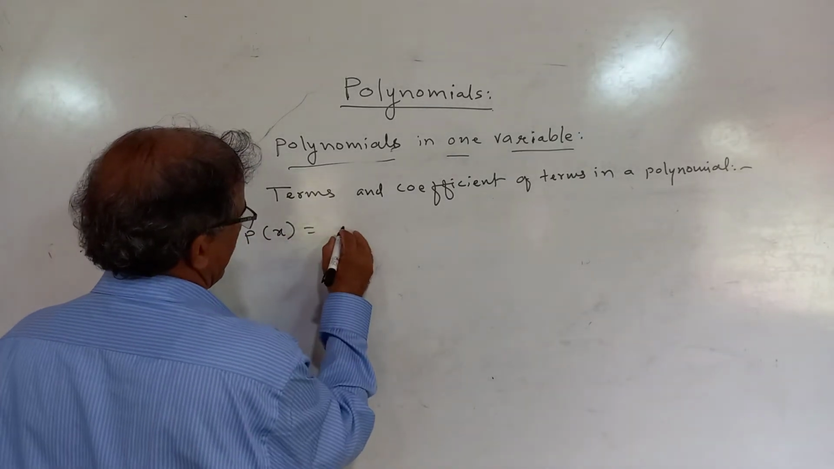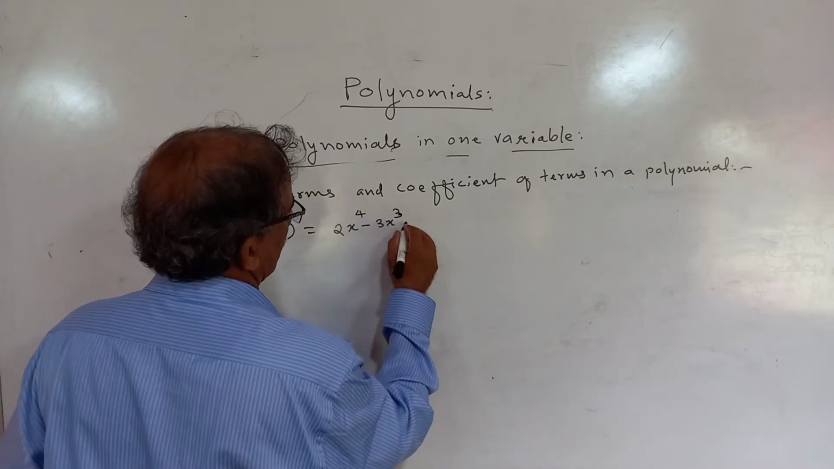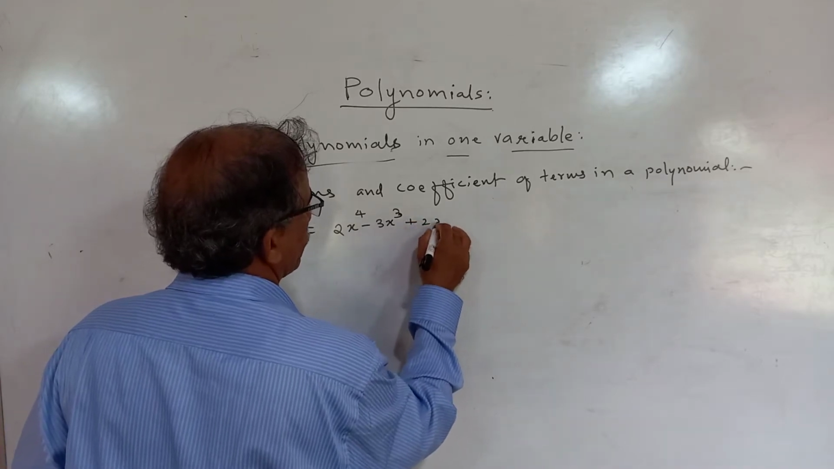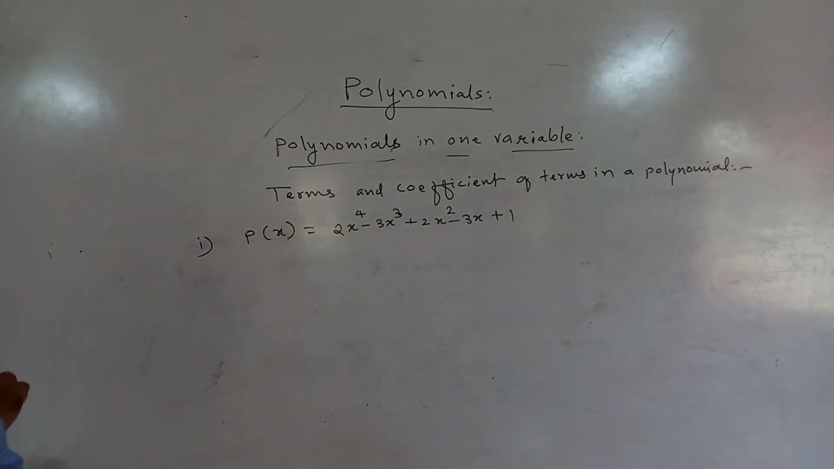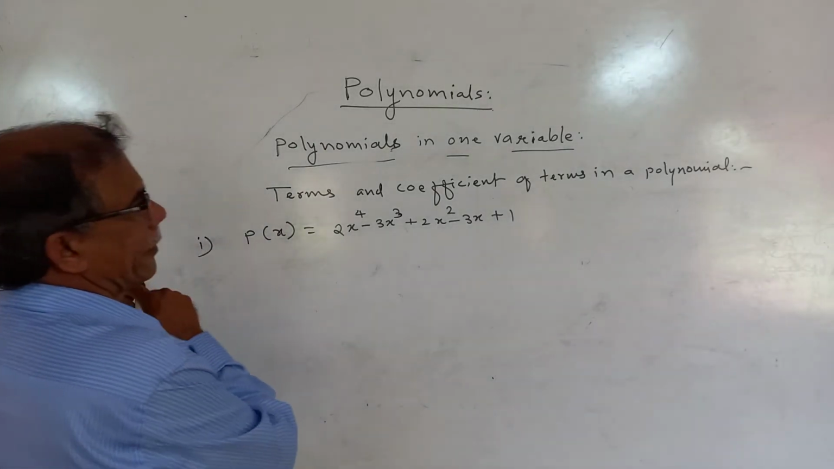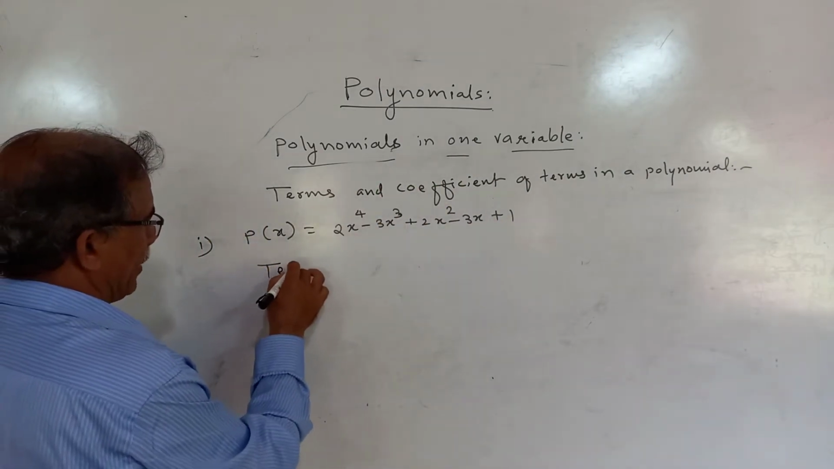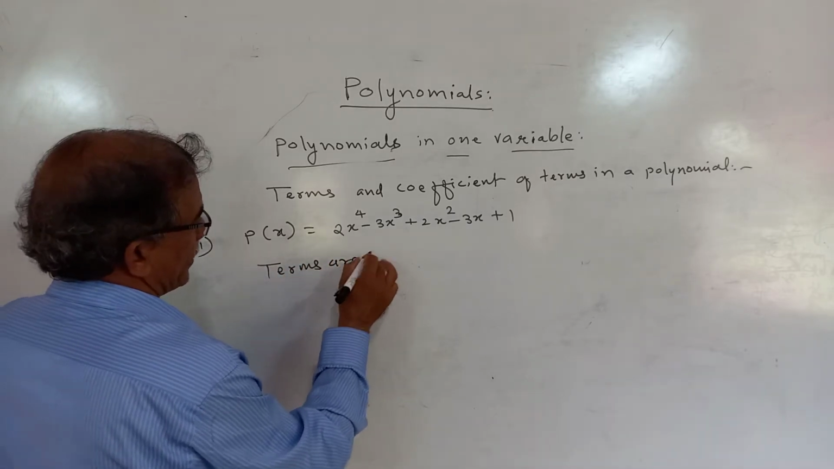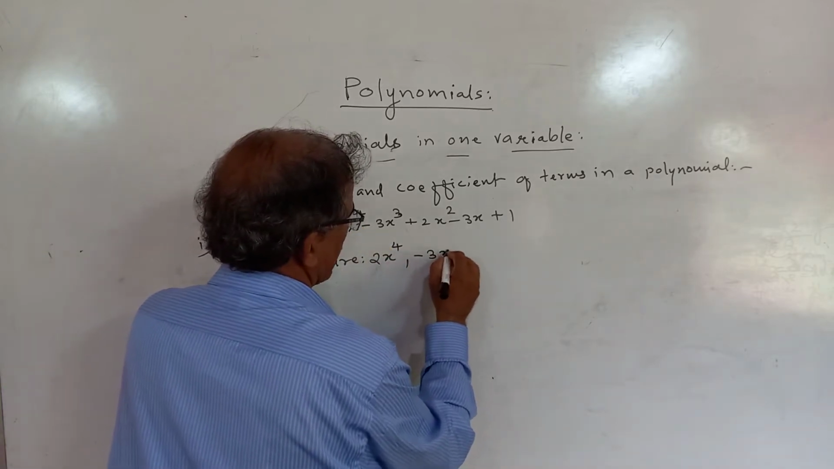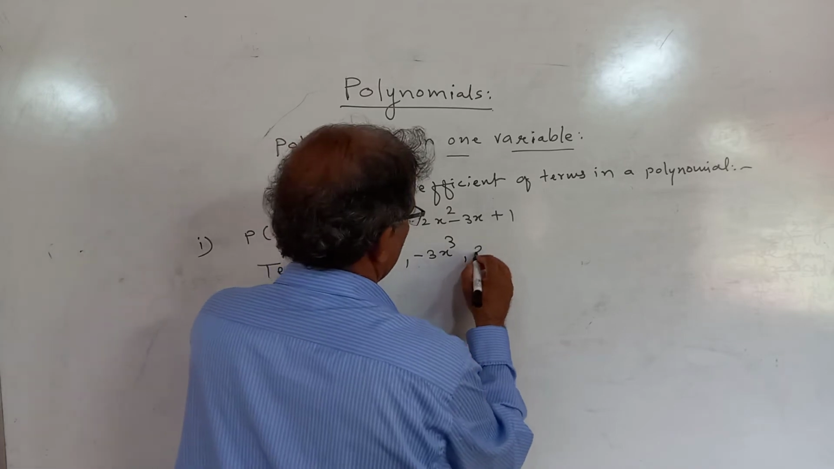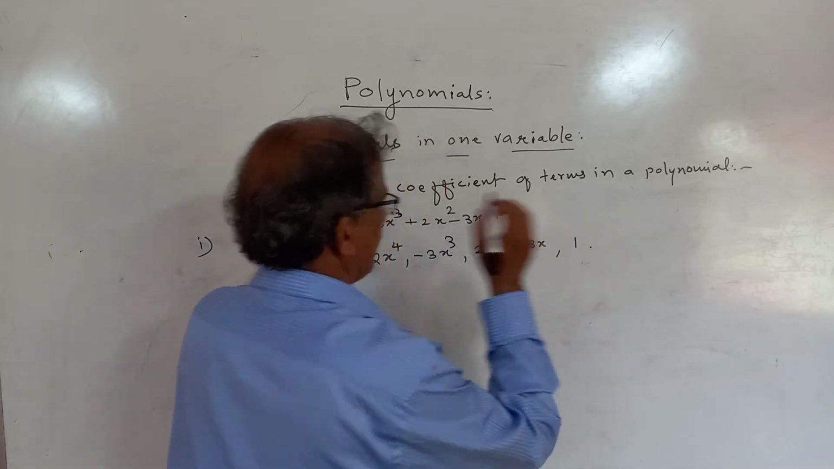Suppose you have a polynomial in x: 2x raised to 4 minus 3x cube plus 2x squared minus 3x plus 1. Suppose this is a polynomial in x. Then which are the terms here? There are 1, 2, 3, 4, 5 terms. So the terms are: first term is 2x raised to 4, second term minus 3x cube, then third term 2x squared, minus 3x and 1. These are the terms.